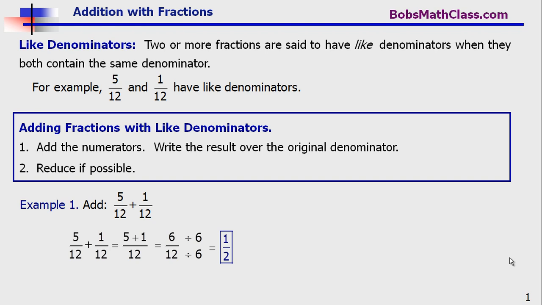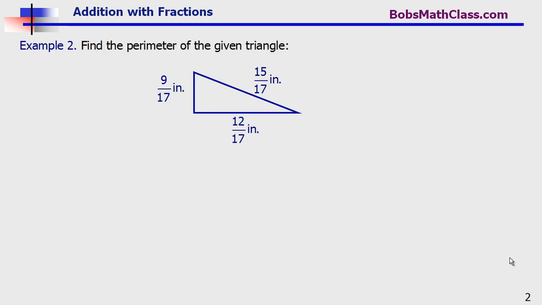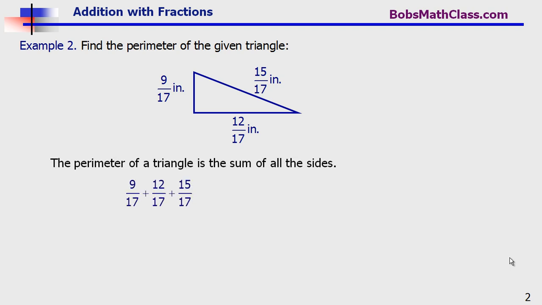Let's try another one. Find the perimeter of the given triangle. So now it's an application problem, but remember, perimeter means to add all the sides. And notice that all the denominators are the same. So we're going to add 9/17 plus 12/17 plus 15/17. Since all the denominators are the same, we're going to add all the numerators and write it over the original denominator, 17.